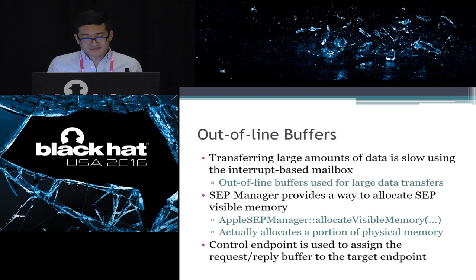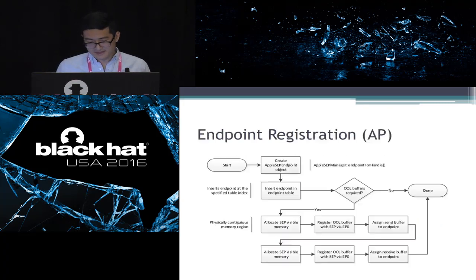Because the SEP can access anywhere in the AP's memory except for the memory in TZ1, the SEP can directly read and write information to that memory. So the out-of-line buffers allow the AP to assign certain buffers for the SEP to do that. The control endpoint is used to assign the request and reply buffers to any endpoint, and this is done during endpoint registration.